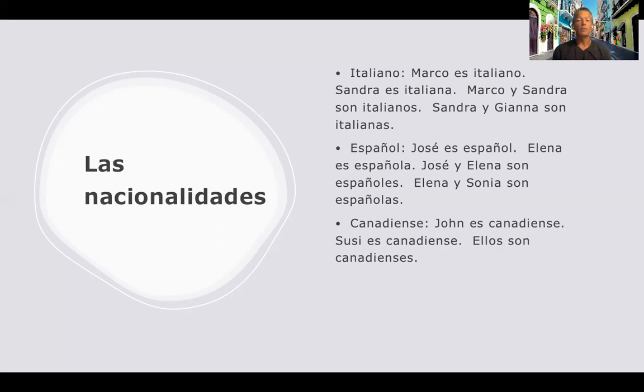It works the same with español. Jorge es español, Elena es española. José y Elena son españoles. Elena y Sonia son españolas. So for the feminine, we add an A. For masculine, it's ES, and feminine, it's AS. Canadiense ends in an E. It's only going to have a singular and plural form. John is canadiense. Susie is canadiense. Ellos son canadienses. So we just add an S for the plural.